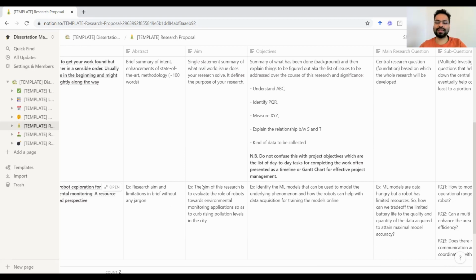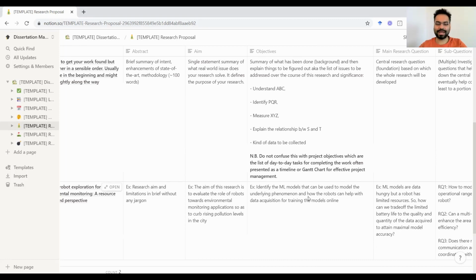Now, aim is slightly different from the objectives, which is the next segment, right? So as you can see, the example for my thesis, the aim of the research was to evaluate the role of robots towards environment monitoring to curb rising pollution levels in the city. That was a single statement summary of my aim. What is the purpose of my thesis?